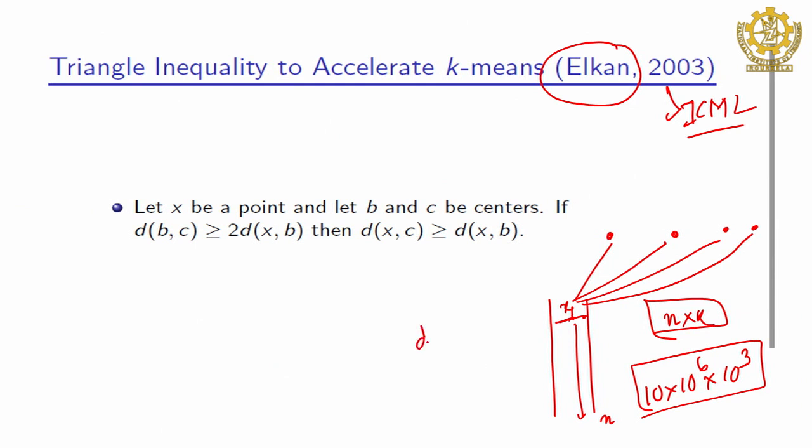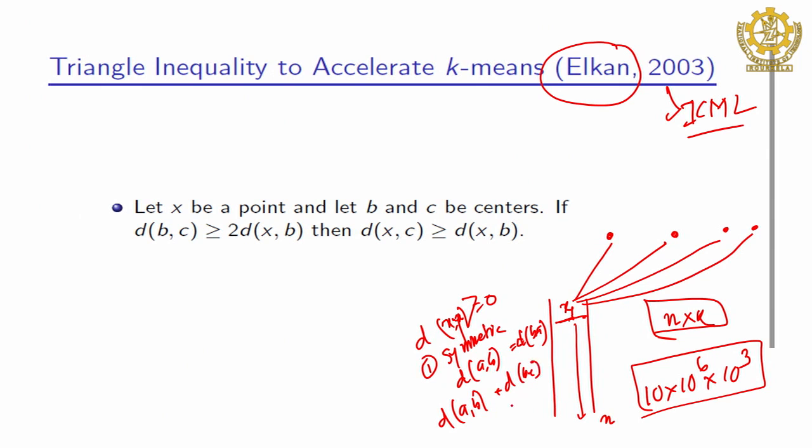So, the distance function: distance from x to x will be 0, and distance of any point x to y is always greater than or equal to 0. It should be symmetric: distance from A to B is the same as distance from B to A, like distance from Kolkata to Delhi is the same as Delhi to Kolkata. And distance from A to B plus distance from B to C is greater than or equal to distance from A to C. That is something called the triangle inequality. So, what he said is, we can avoid some distance computation using this theorem.